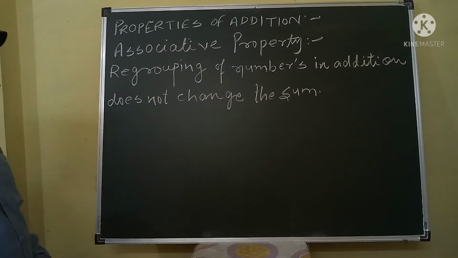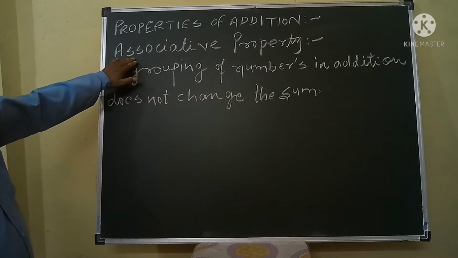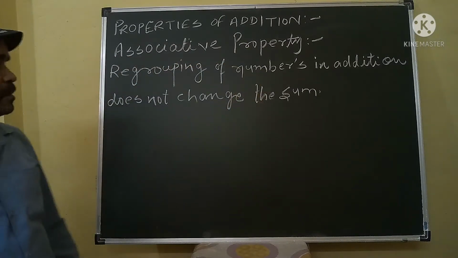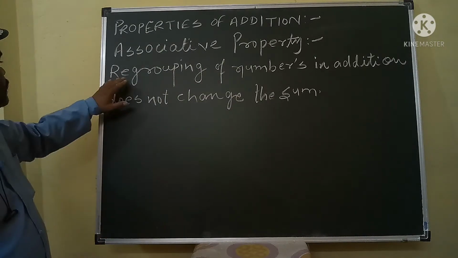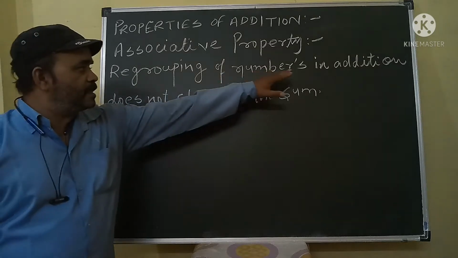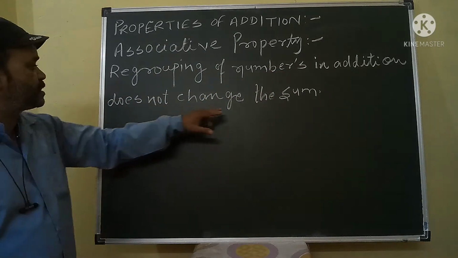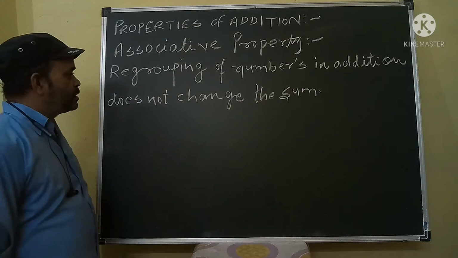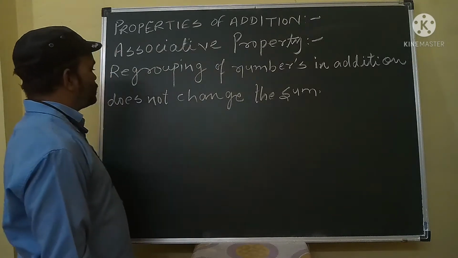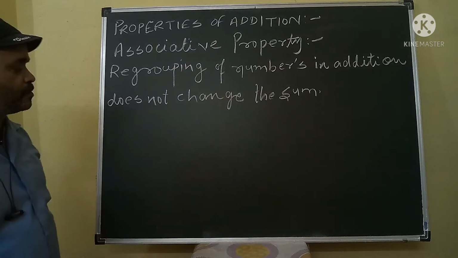Your second property is associative property. What is the meaning of associative property? Regrouping of numbers in addition does not change the sum.